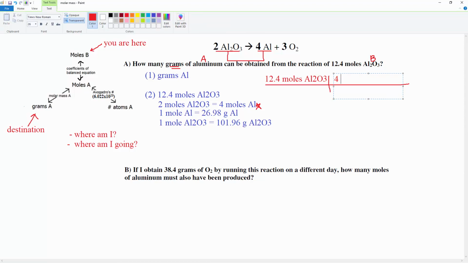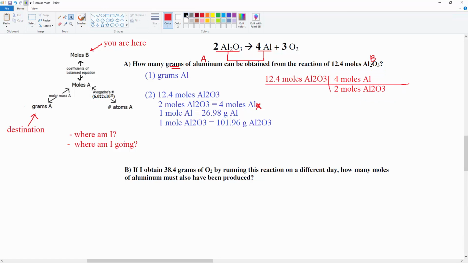So I'm going to need 4 Al on the top and 2 Al2O3 on the bottom. And can't forget my moles. I need my measurement as well as my identity units there. And then my moles of Al2O3 cancel. So once we've done this, if we did it right, then we should have arrived at our intermediate destination of moles of A. And in fact, I've got moles of aluminum, which I defined to be A. So I'm sure that I did that right because I've got the right units there.